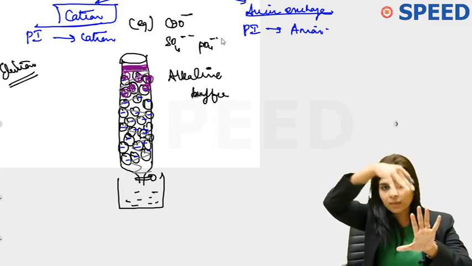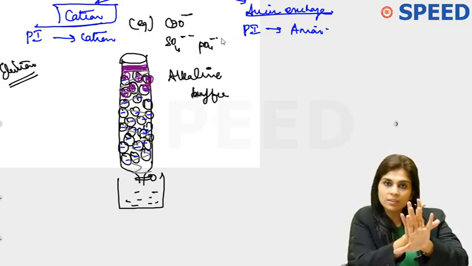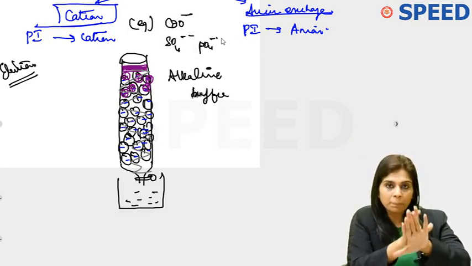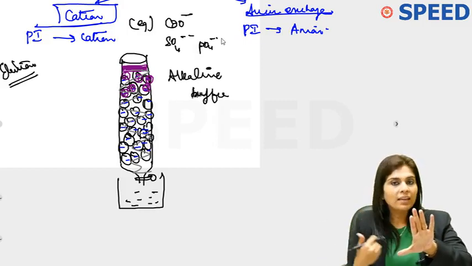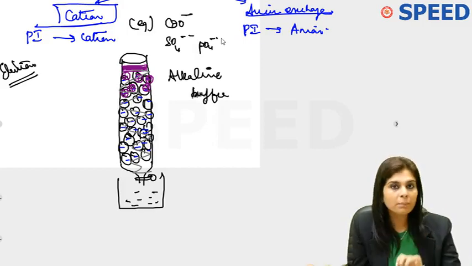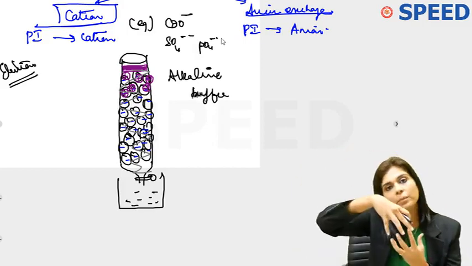So when you pour the complex protein mixture, anything which is positively charged will be held on to the stationary phase, so that anything which is negatively charged will be repelled and it comes down first. After you have removed all anions, how will you get back cations from the stationary phase? That's done by elution. What do you do in elution? You pour an alkaline buffer.